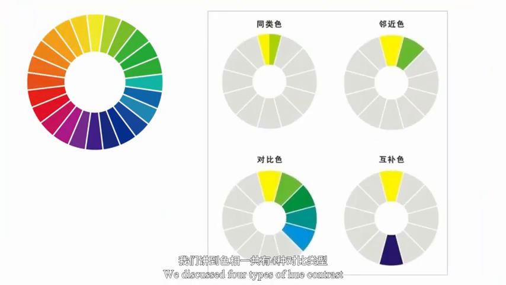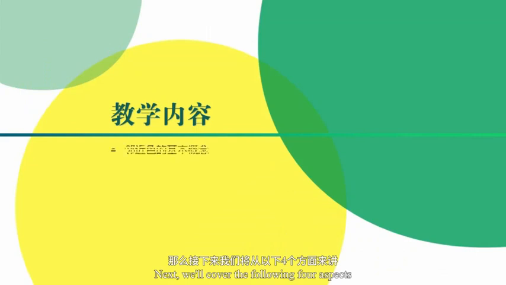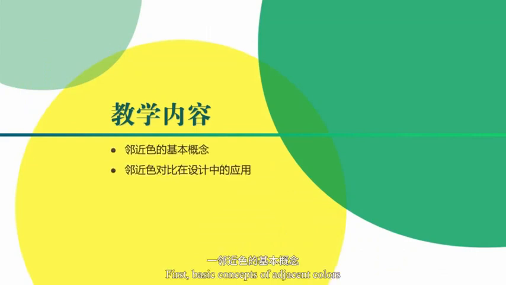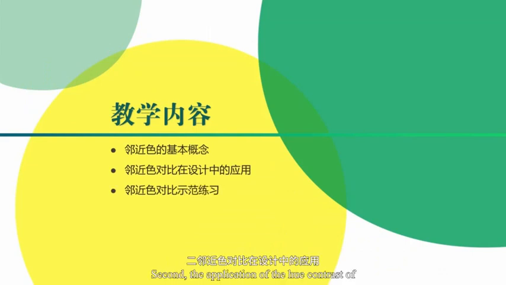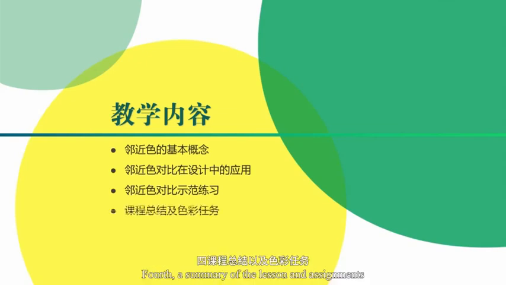We discussed 4 types of hue contrast: analogous colors, adjacent colors, contrasting colors, and complementary colors. Next, we will cover the following 4 aspects of the hue contrast of adjacent colors. First, basic concepts of adjacent colors. Second, the application of hue contrast of adjacent colors in design. Third, demonstration exercise. Fourth, a summary of the lesson and assignments.